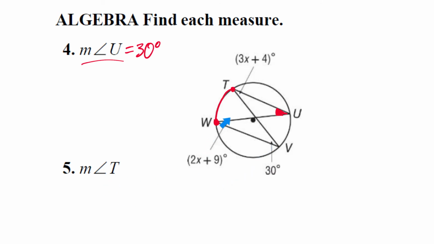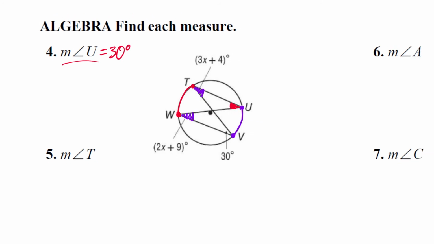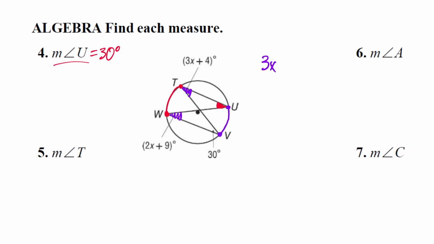Now, the next one says find the measurement of angle T. So notice here that angle T and angle W open up to the same arc UV. Since they open to the same arc, what's true of those two angles? They're congruent. So we're going to set them equal, solve for x, and then plug that back in. So 3x plus 4 equals 2x plus 9.